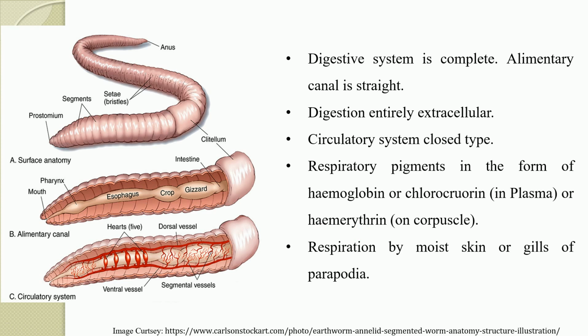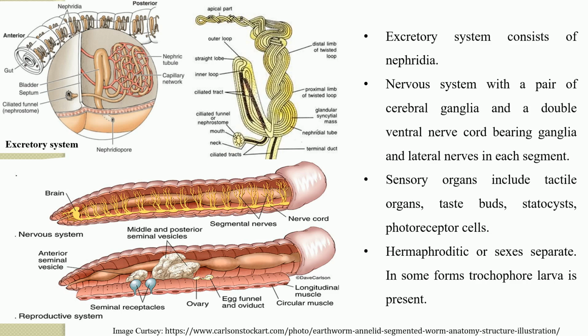Now, as far as respiration is concerned, respiration is generally done by the moist skin or the gills of the parapodia. It means if you see these organisms, their skin is always moist, and whatever demand for oxygen there is, it is fulfilled by the moist skin alone. So they are provided with cutaneous respiration. This is again a characteristic feature. Now for the purpose of excretion, they are provided with a special structure known as a nephridium.